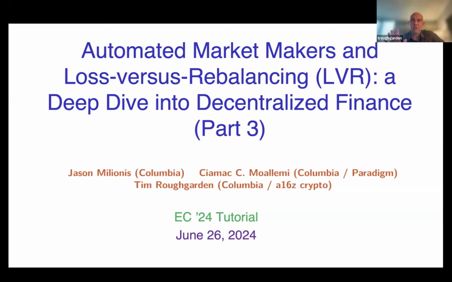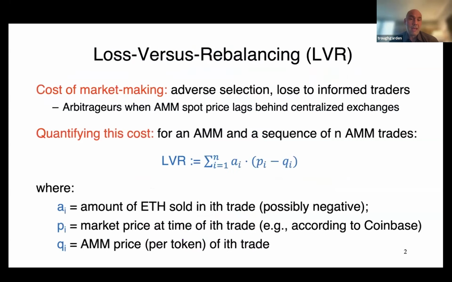First, let me just remind you of a couple of things that you saw in part 1 and part 2. This is the definition of LVR that Jason gave in part 1. Back in part 1, we were thinking about taking LVR to data, doing forensics. Imagine you had provided liquidity to an automated market maker, and there was a sequence of trades in the past, and you wanted to assess what adverse selection costs you suffered on account of those particular trades. So we're looking at this definition on this slide.